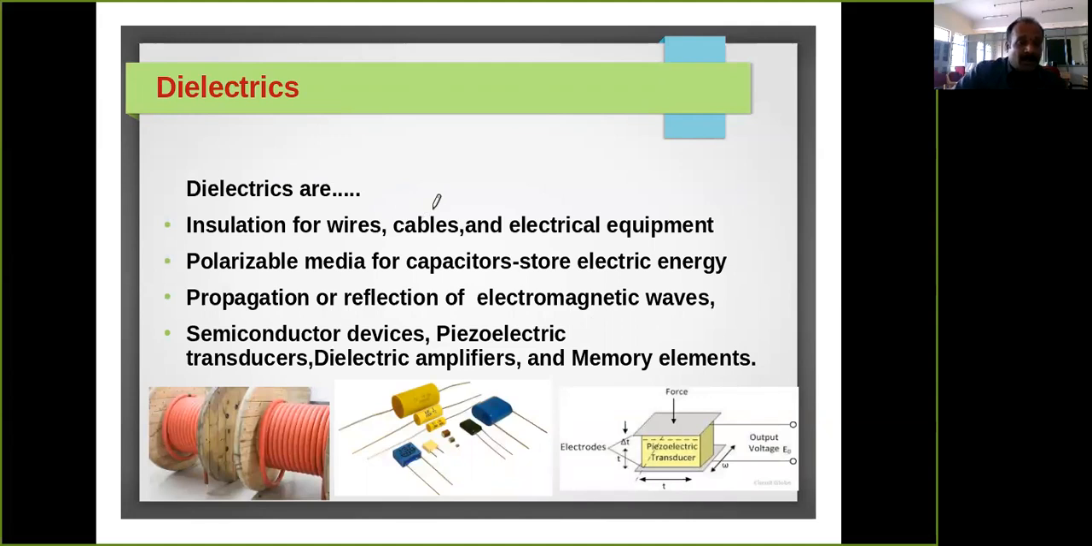Dielectrics are used for insulation for wires, cables, and many electrical equipments. And also they are used as polarizable media for capacitors to store electrical energy. In the market, there are plenty of capacitors available in which paper, mica, and oil-filled dielectrics are used to store electric charges and electrical energy. Dielectrics are also used for the propagation or reflection of electromagnetic waves, and in many semiconductor devices, piezoelectric transducers, dielectric amplifiers, and memory elements in computers.